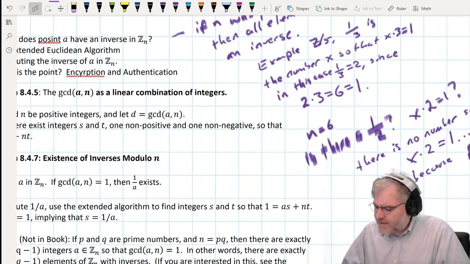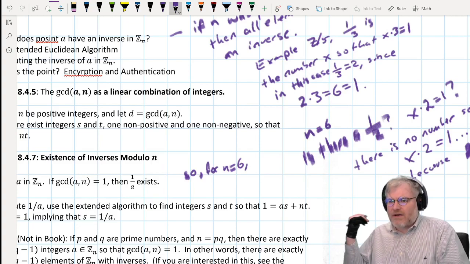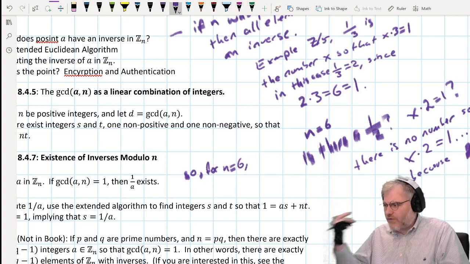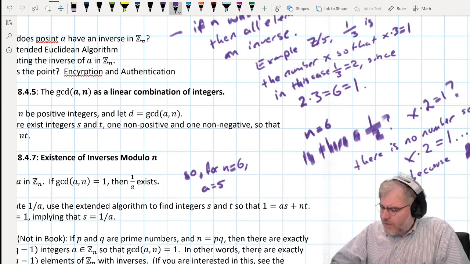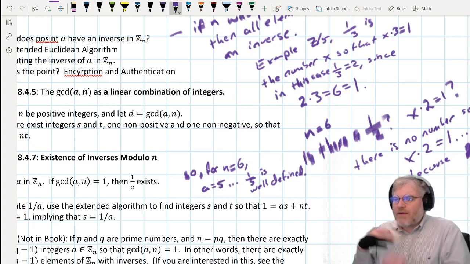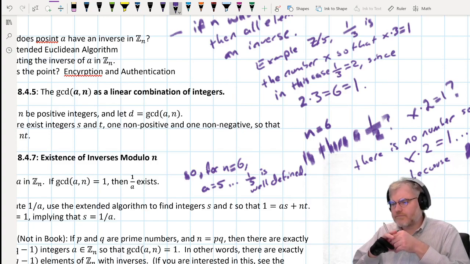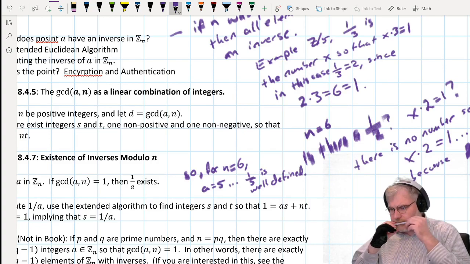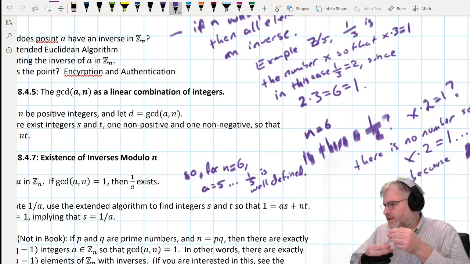So let's go back to N equals 6. I don't have one for 1, I don't have one for 2, I don't have one for 3, I don't have one for 4, but 5. There is a number, 1/5 is well defined. That's what the theorem says. The theorem says that there is a 1/5 in mod 6.